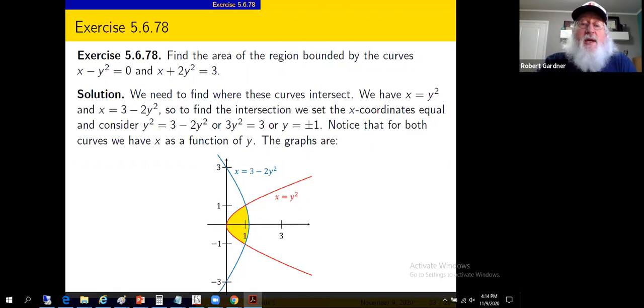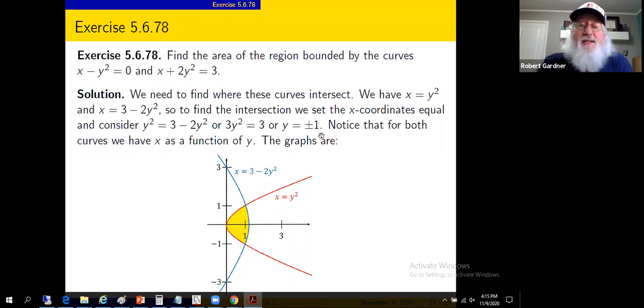We need to know where they intersect. So let's set the x's equal. Let's set x equals y squared to x equals 3 minus 2y squared. In other words, we'll set y squared equal to 3 minus 2y squared. Rearrange, 3y squared equals 3. Divide the 3's out, take square root. We get y equals plus or minus 1. Obviously y equals plus or minus 1 is a solution. So these intersect when y is 1 or negative 1.